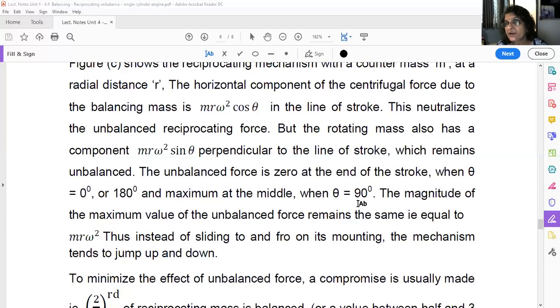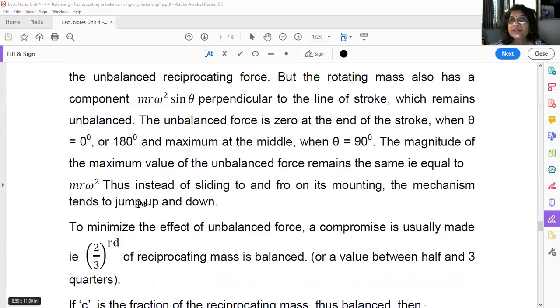And what is the magnitude? Theta is equal to 90 means sine theta is 1. That means the magnitude is MR omega square. The maximum value of the unbalanced force remains the same, equal to MR omega square. Thus, instead of sliding to and fro on its mounting, the mechanism tends to jump up and down.